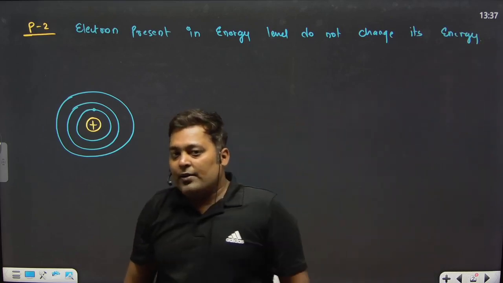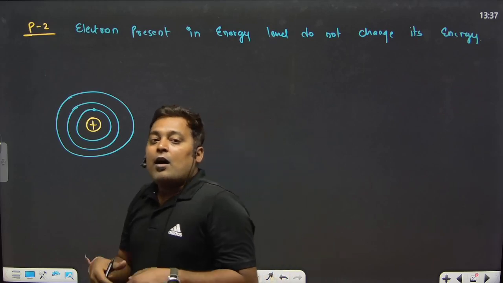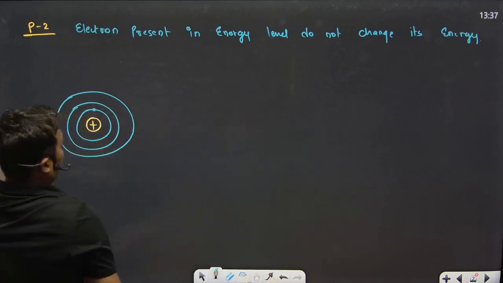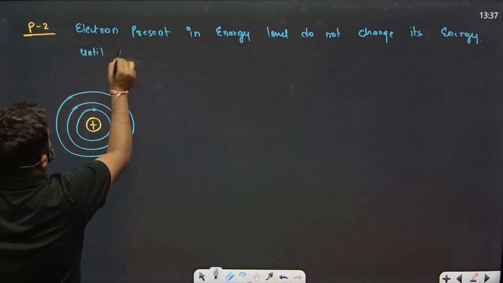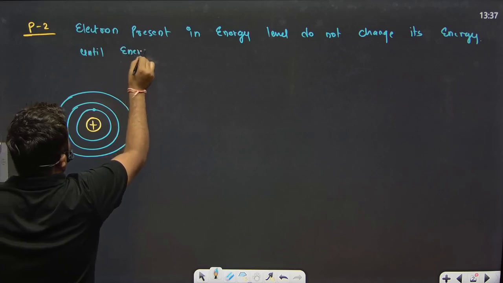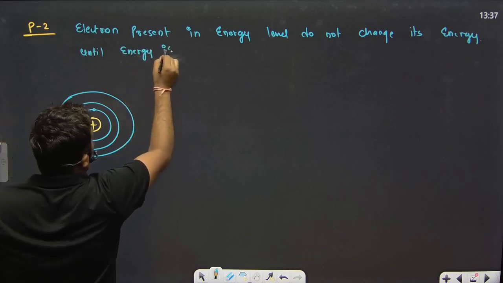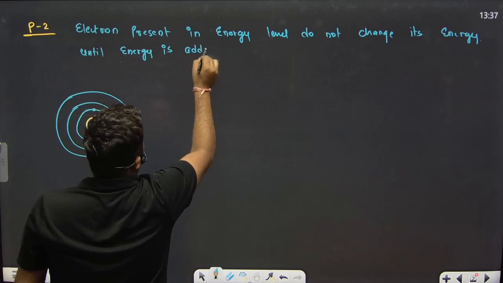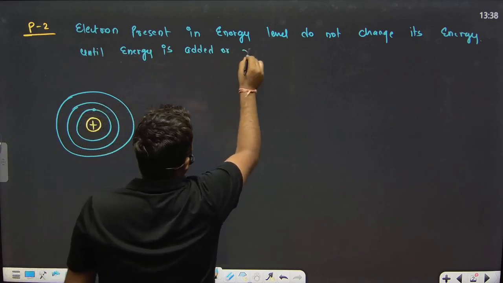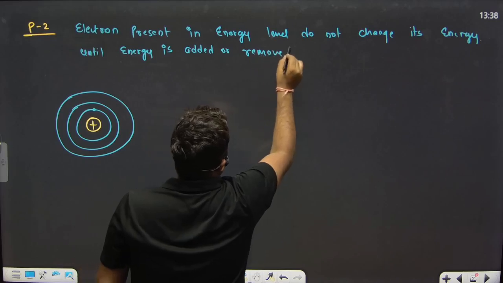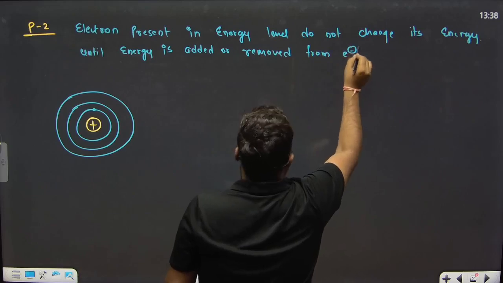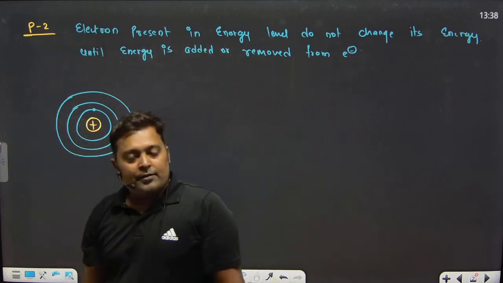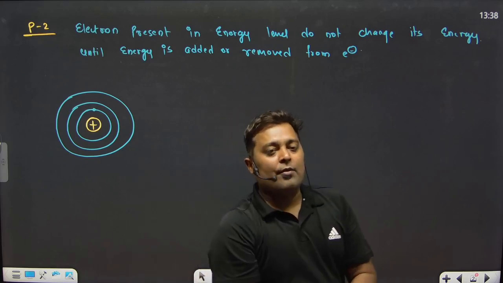Now if the electron is not changing its energy, then what can we do? We can change the energy of the electron only when energy is added or removed from the electron.